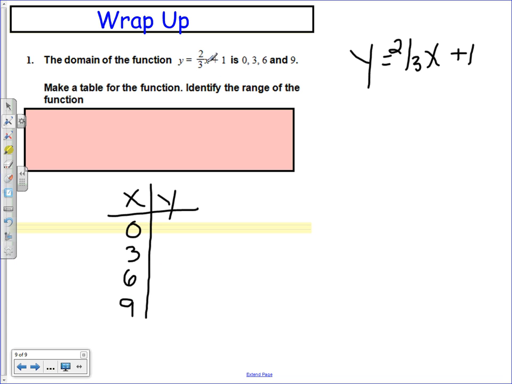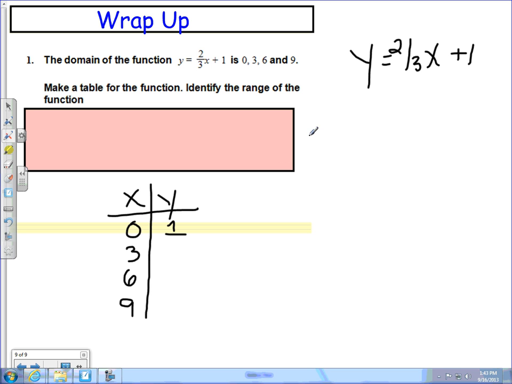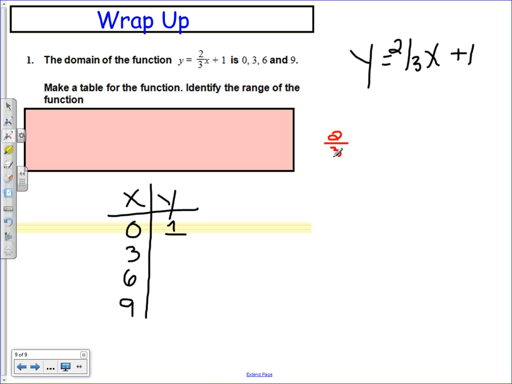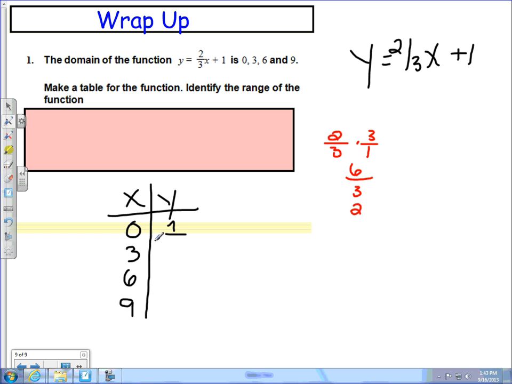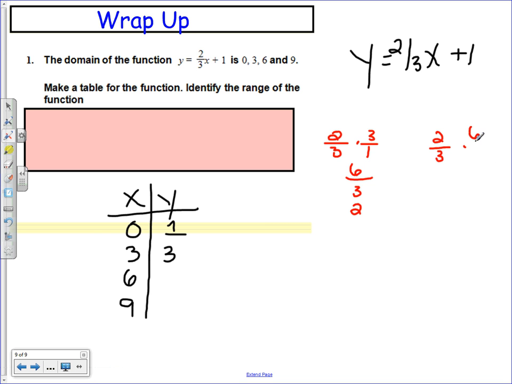0 times 2/3 would be 0, plus 1 would be 1. Okay, for those of you who seem to forget how to work with fractions, we have 2/3 times 3 over 1. That gives us 6 over 3, which gives us 2. 2 plus 1 is going to give us a value of 3. So let's work with 6. So we have 2 over 3 times 6 over 1. 12 over 3, which is 4. 4 plus 1 is going to give us a value of 5.